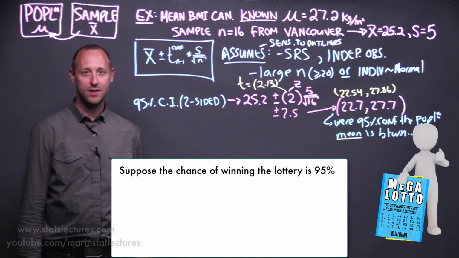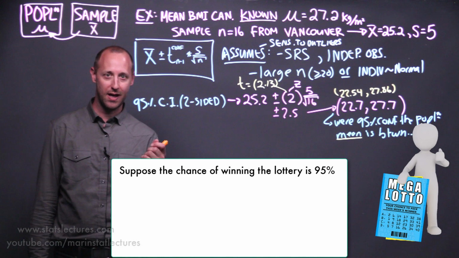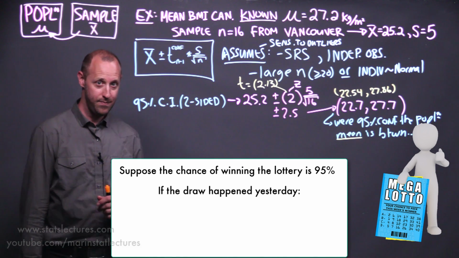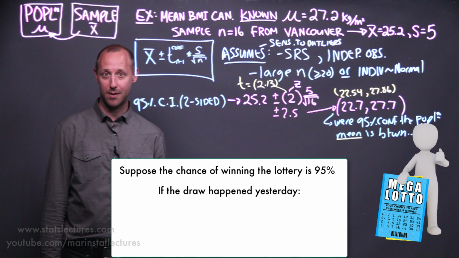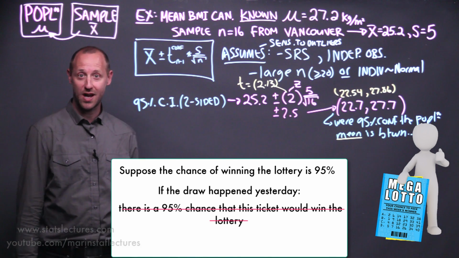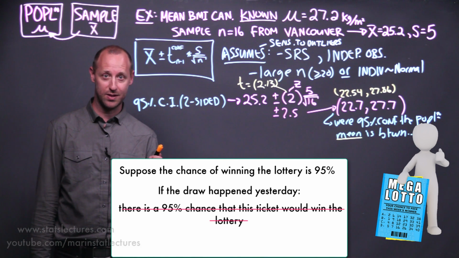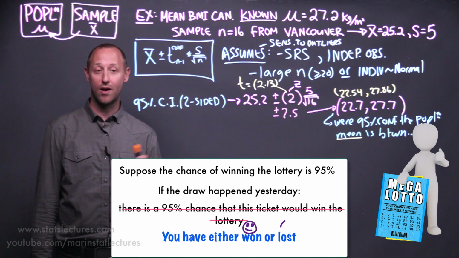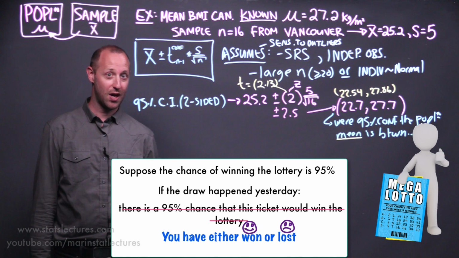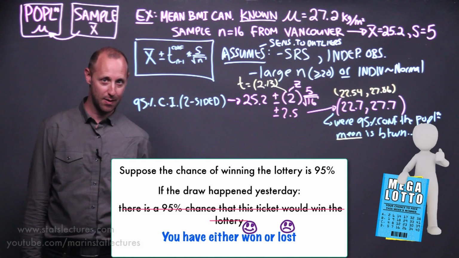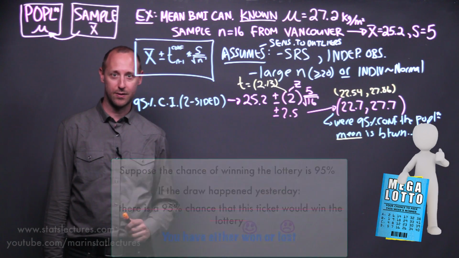But suppose that the lottery ticket I'm holding in my hand is for the lottery draw that happened yesterday. But I haven't checked my numbers yet to see if it's a winner or a loser. In that instance, it would be incorrect for me to say there's a 95% chance this ticket I'm holding is a winner. This ticket has already been determined to either have won or have lost. I haven't checked the numbers, I don't know which it is yet, but I can say I'm 95% confident the ticket I'm holding for yesterday's draw is a winner.